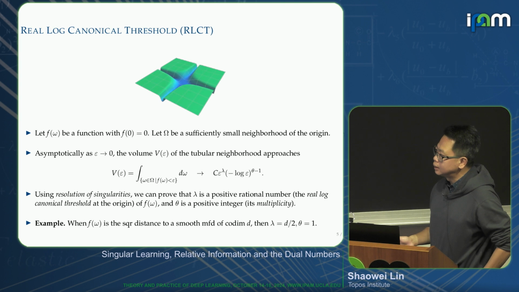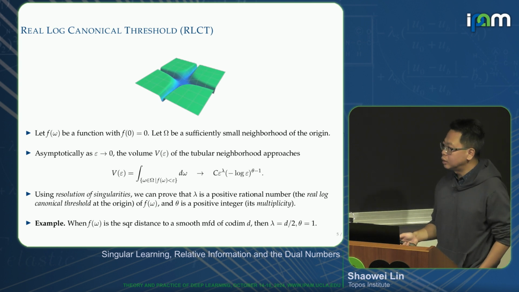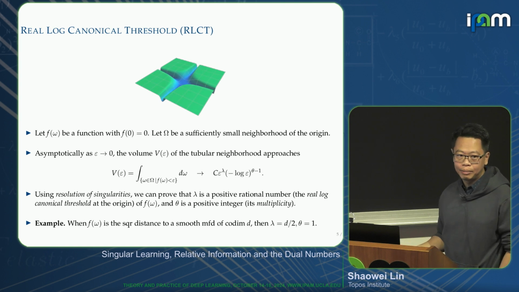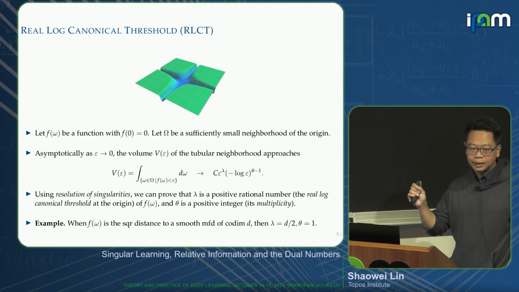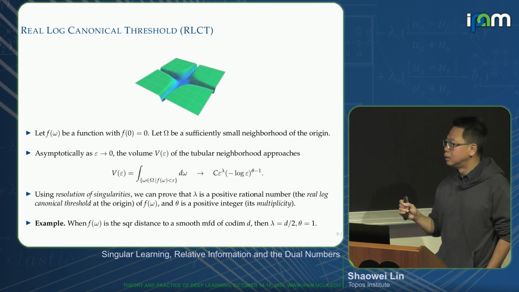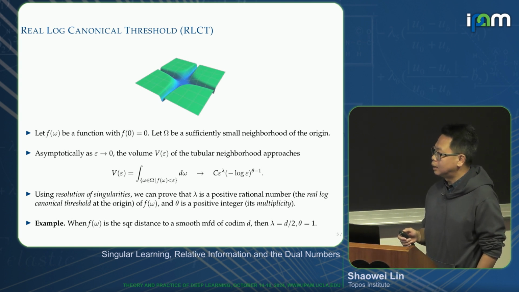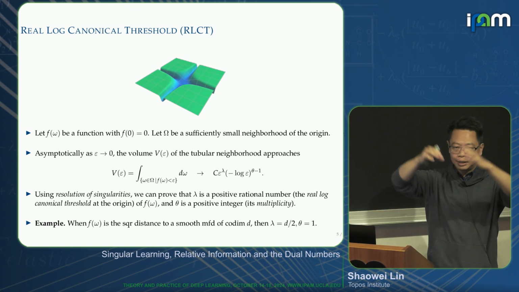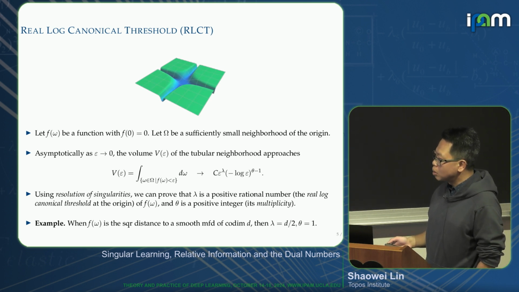What we care about is to look at the volume of the tubular neighborhood of f. So you look at f less than some epsilon, okay? It defines some neighborhood, and you ask what is the volume of that neighborhood? And you want to ask what happens when epsilon goes to 0? What are the asymptotics of this volume? For instance, if f is just, say, the squared Euclidean distance, then the volume of the tubular neighborhood would basically be the volume of the n-sphere.